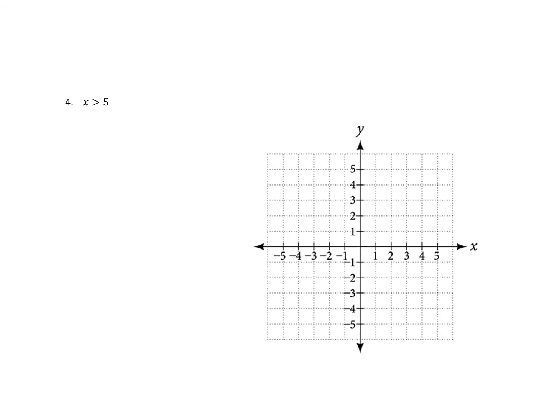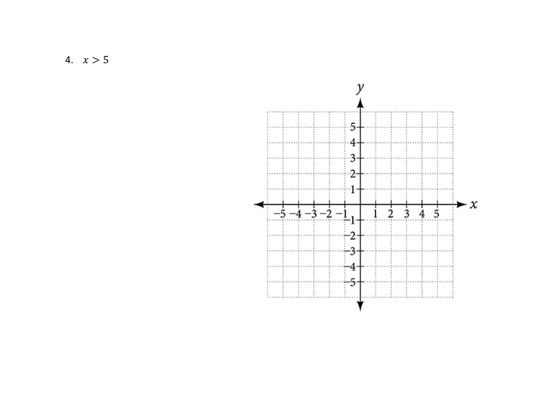Let's look at number 4. So this one is another special case. Notice that we only have an x this time. So this tells us that our boundary line is going to go through the x-axis at 5. So I'm going to go to the x-axis and find the 5, and then I would draw my vertical line. That is my boundary line.